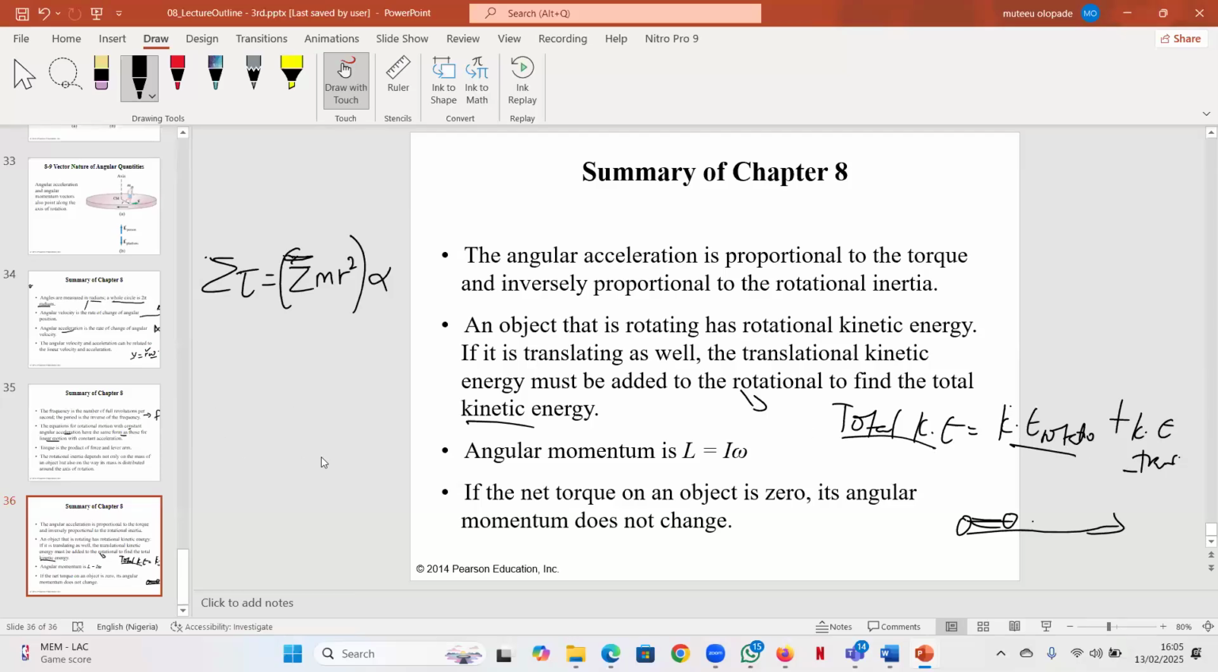So if the net torque on an object is 0, its angular momentum does not what? Does not change. Take note of that. If the net torque on an object is 0, that is, the total force on an object is 0, the angular momentum does not change as well.